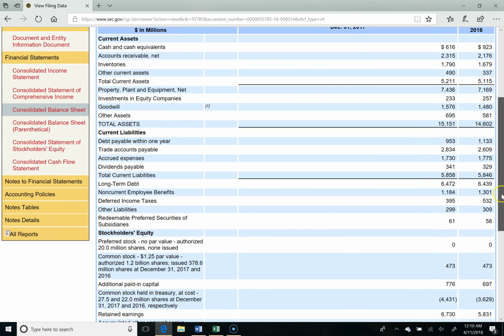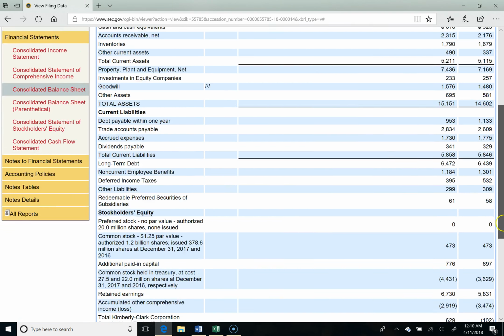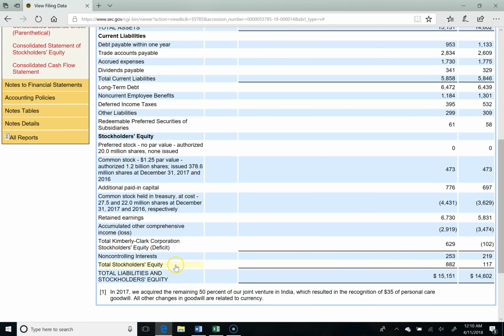I'm going to add to that the comprehensive income that I see in my statement of comprehensive income for the year 2017, $2,909,000,000, and I'm going to subtract from that the net payout I calculated in question 1, part H, of $2,173,000,000. That gives me an ending equity number of $853 million. When I look at the balance sheet, I see that the actual ending equity number is $882 million. It's off by a little bit.